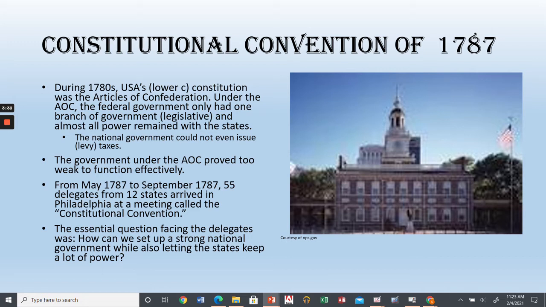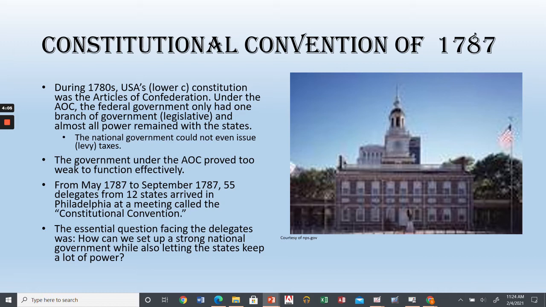And the essential question facing them was, how do we set up a strong national government while also letting states keep a lot of the power? Because they understood that the Articles of Confederation was too weak because it let the states have too much power. They could basically just do whatever they wanted. You had 13 separate states doing 13 separate things, and there was no unity, and no way to get everybody on the same page.